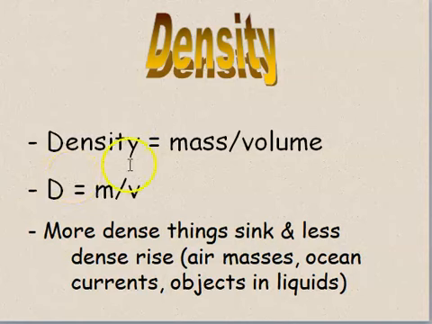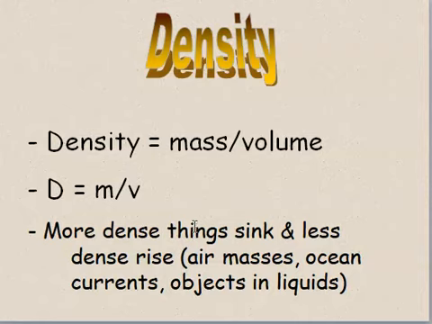All right, so let's briefly talk about density as well. So density is mass divided by volume, or written as an equation, D equals M divided by V. Well, what density is important for is knowing that if you want to predict if something's going to sink or float or rise, more dense things are going to sink and less dense things are going to rise. And that is applicable to a lot of things.